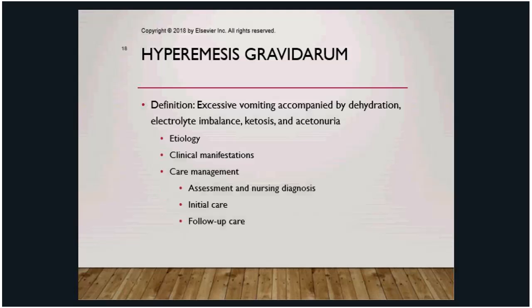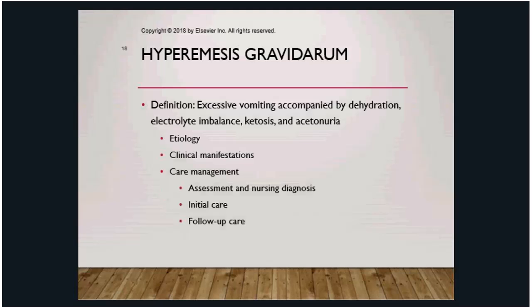Hyperemesis gravidarum. It's the excessive vomiting accompanied by dehydration, electrolyte imbalances, ketosis, and acetonuria. Etiology, clinical manifestations and care management, assessment and nursing diagnosis, initial care, and follow-up care.